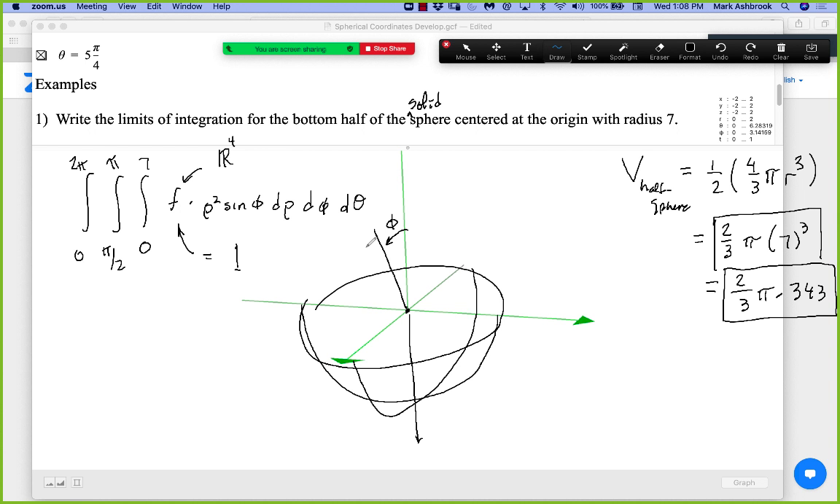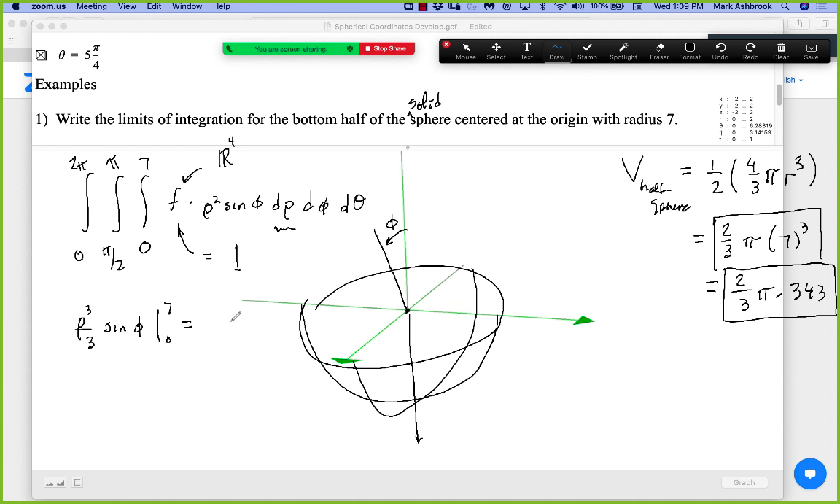Okay, so let's do it. We're going to integrate first with respect to rho. If the function is 1, then the rho squared sine phi is what we integrate. With respect to rho, our first antiderivative is 1/3 rho cubed times sine of phi. Sine of phi is a constant with respect to rho, so we just hold on to it. We do the antiderivative of rho squared, from 0 to 7.